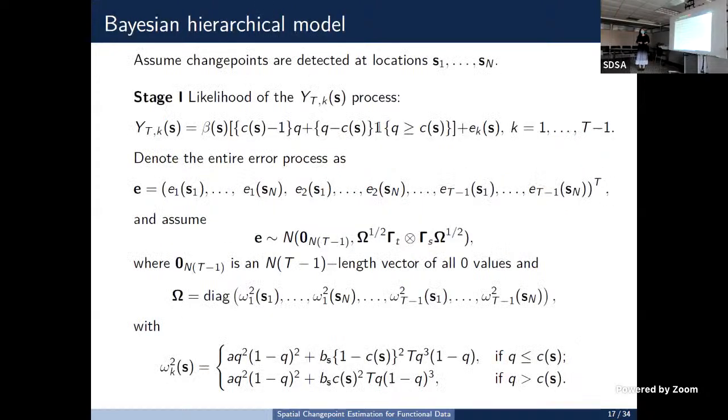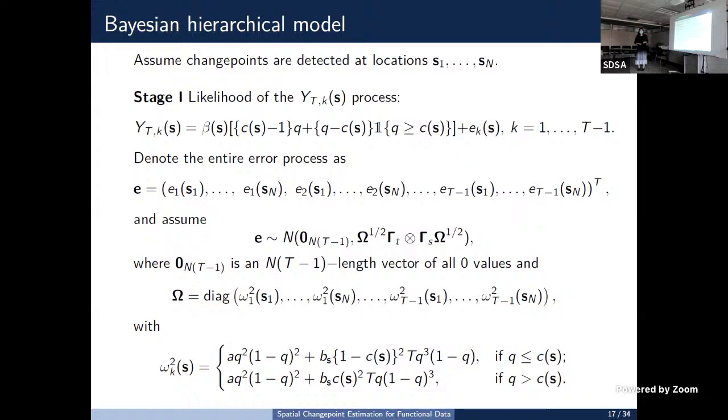And then let's go to our Bayesian hierarchical model. Since our model mainly works on the estimation part rather than the detection part, we will directly fit our model on the rejection region. So suppose we have capital N locations in the rejection region. For the Y process, we fit a piecewise linear model. Beta is the slope and C is the scaled change point. And we have an error term. For the error term, we give them some temporal and spatial correlation. For the variance part here, we just use the theoretical form.